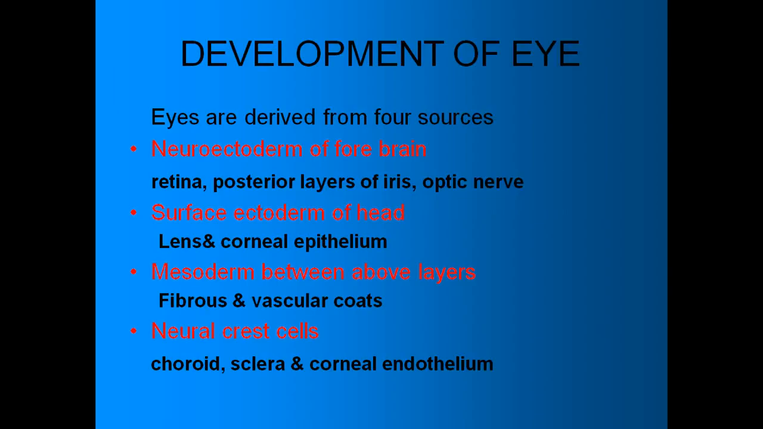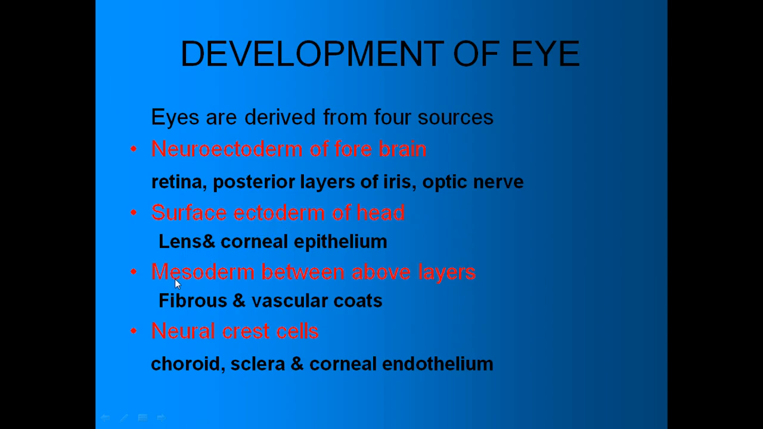So let's start with the development of the eye so that you can understand what is the embryological basis of the congenital anomalies. So development of the eye in totality, there are 4 sources. From the neuroectoderm of the forebrain, which give rise to the retina, the posterior layers of the iris and the optic nerve. It's derived from neuroectoderm of forebrain. Whereas the surface ectoderm of the head region gives rise to the lens, the biconvex lens we have, and the anterior epithelium of the cornea, which is a stratified squamous epithelium. It shows that it's coming from the ectoderm.